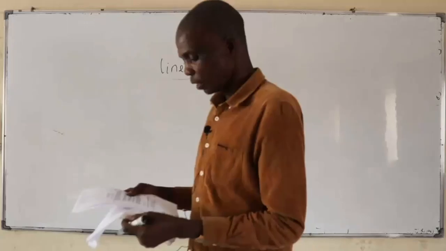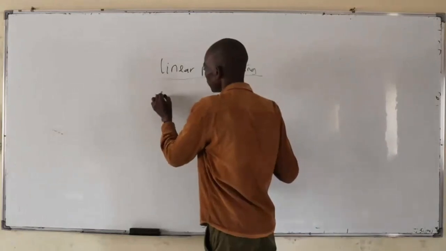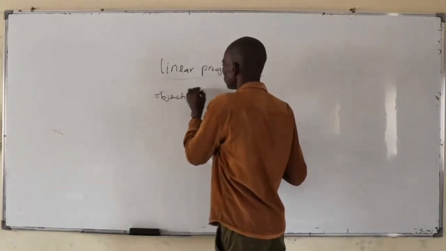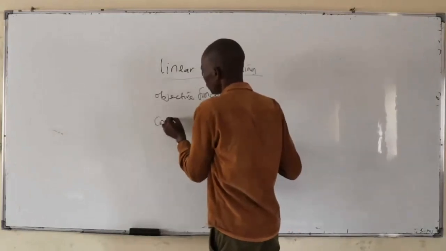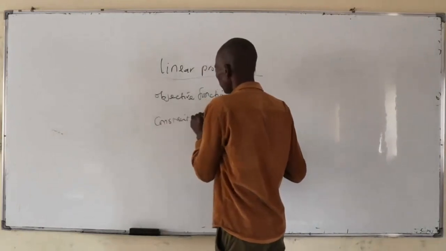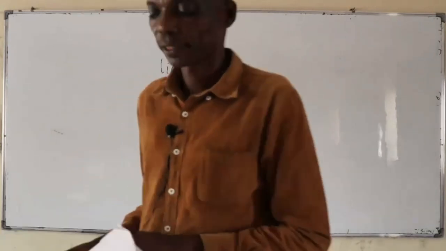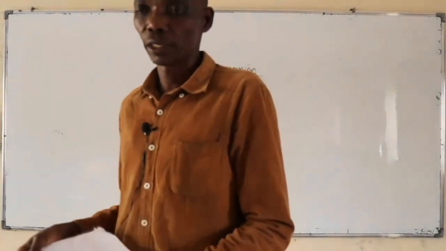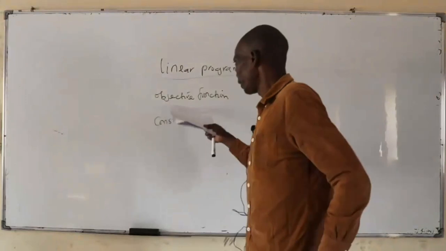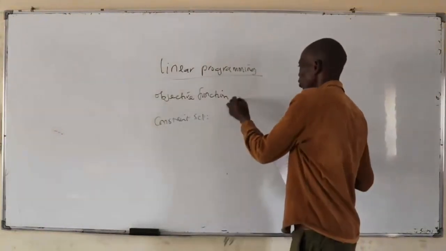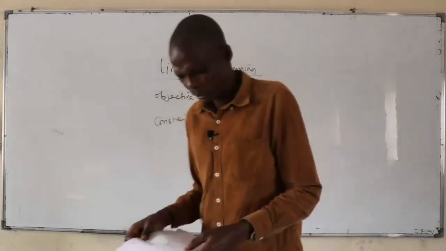Now, as I've said, there are two parts of linear programming. We have the objective function and we have the constraints sets. So it is upon you to identify the objective which the question wants you to solve. You have to understand within the question what the objective is. Is it profit maximization or cost minimization?